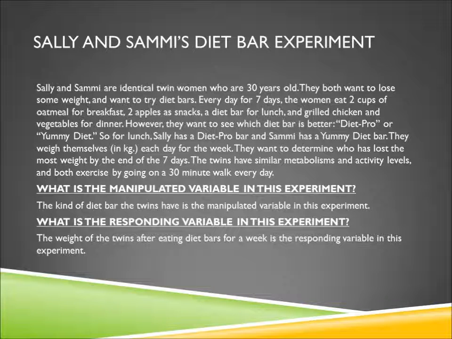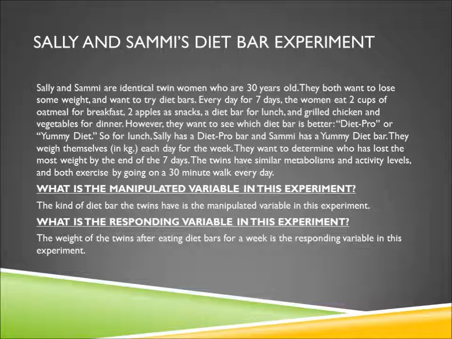However, they want to see which diet bar is better, Diet Pro or Yummy Diet. So for lunch, Sally has a Diet Pro bar and Sammy has the Yummy Diet bar. They weigh themselves in kilograms each day for the week. They want to determine who has lost the most weight by the end of the 7 days. The twins have similar metabolisms and activity levels, and both exercise by going on a 30-minute walk every day.